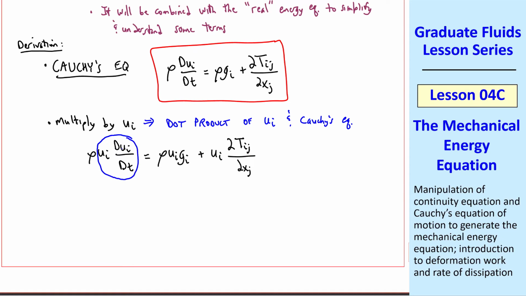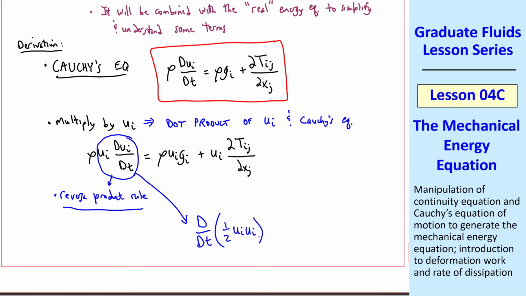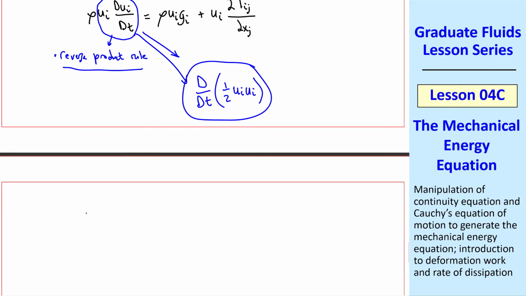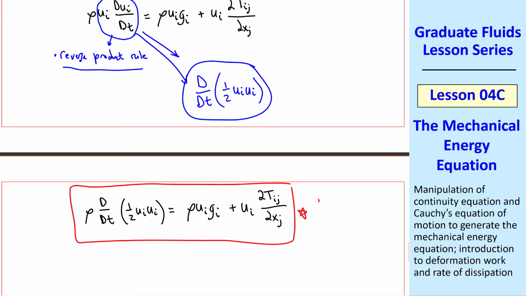Let's manipulate this term by using the reverse product rule. We write this as d dt of 1/2 ui ui. These two circled terms are equivalent. If you don't believe me, do the product rule on this, and you'll find that it leads to this. Thus we can write the above equation in this form, which we'll call the mechanical energy equation, and this is in non-conservative form. Again, for this term on the left, when you expand d dt, you will have velocities as coefficients of some of the derivative terms.